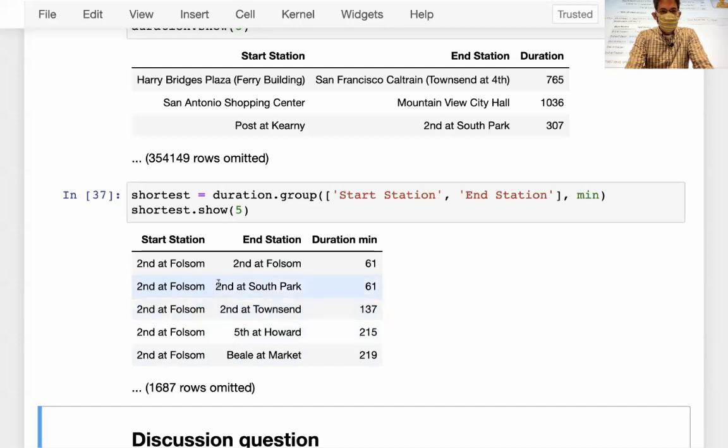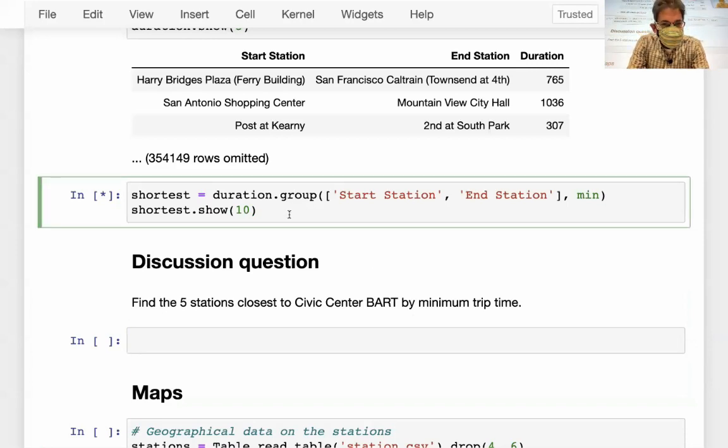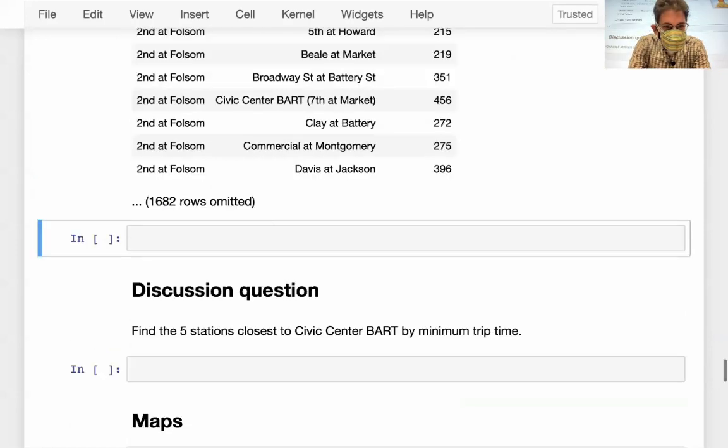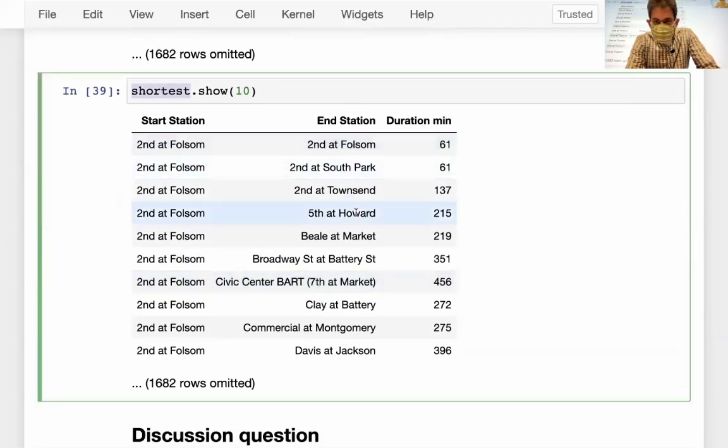Folsom and South Park is really close. Someone made it in a minute. But Folsom to Townsend, you know, someone made it in a little more than 2 minutes. Okay. Look at a few more. Oh, sorry, I didn't need to recompute it all. What I should have done there is just go to a new cell, because I already did all the work. I just want to show 10.